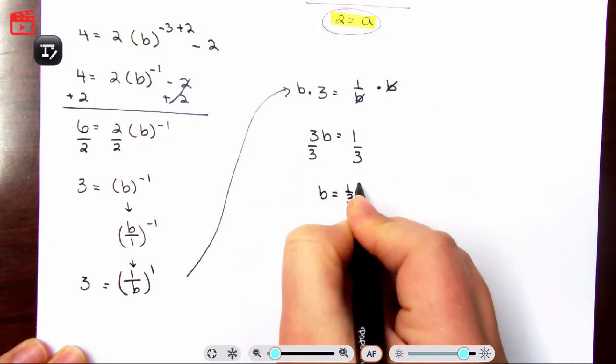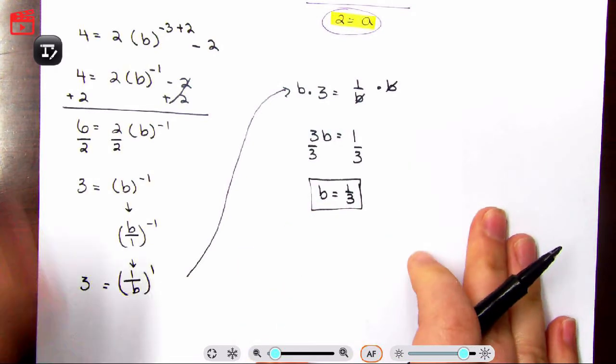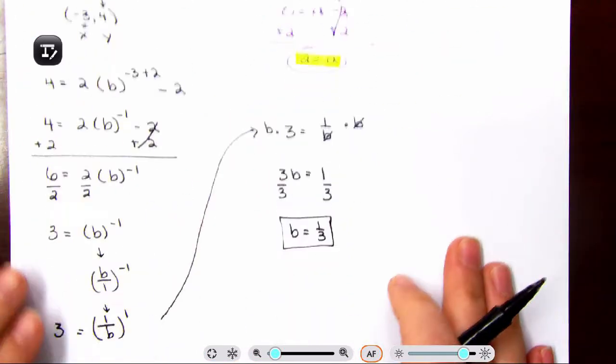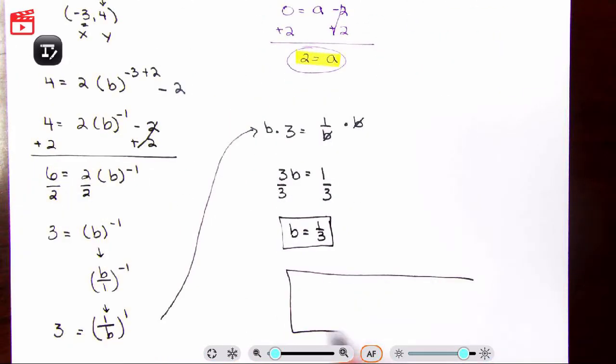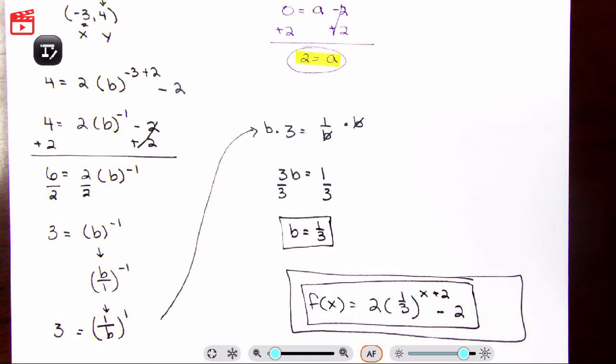Now we're doing a mini happy dance because we know b should be smaller than 1 because in our step number 1 we determined that it is a decreasing function. So what is our final answer, or what is our equation? Our equation is f of x is equal to 2 times 1/3 to the x plus 2 power, minus 2. I don't know why I did a double box, just because I felt like it.